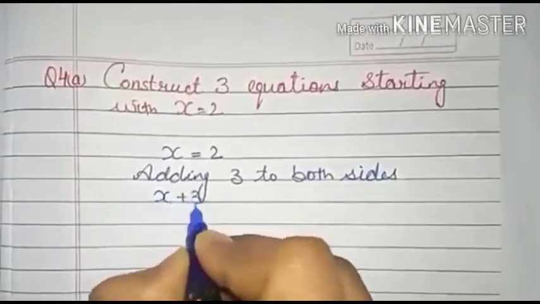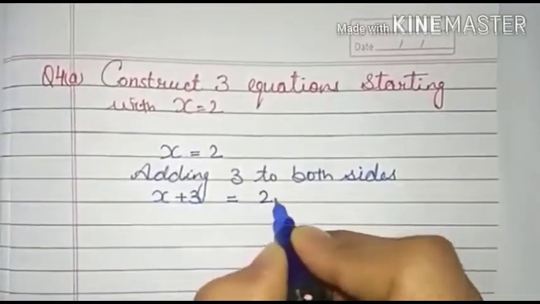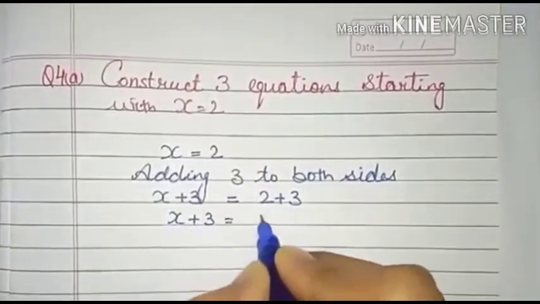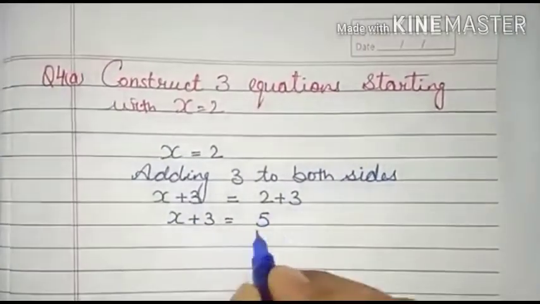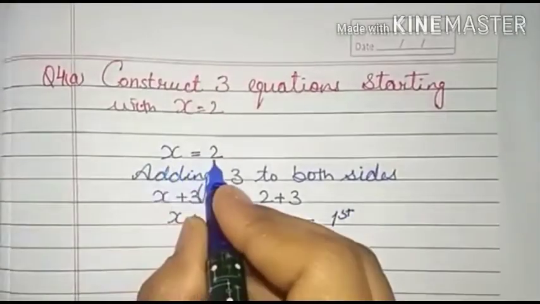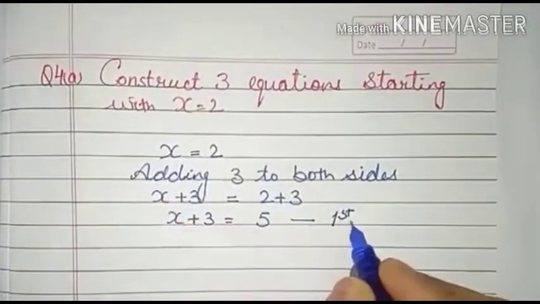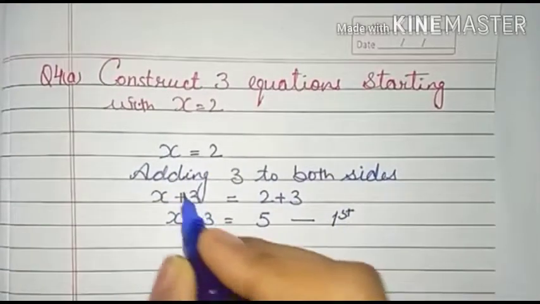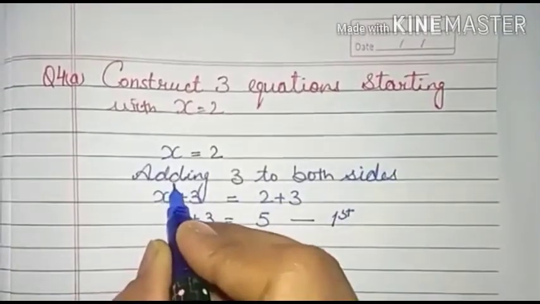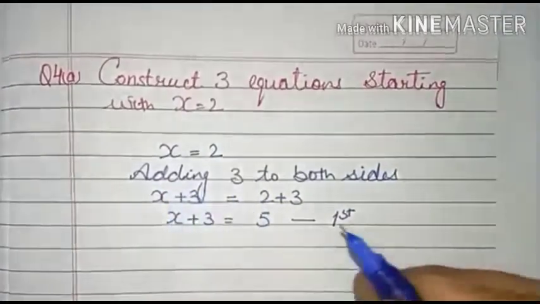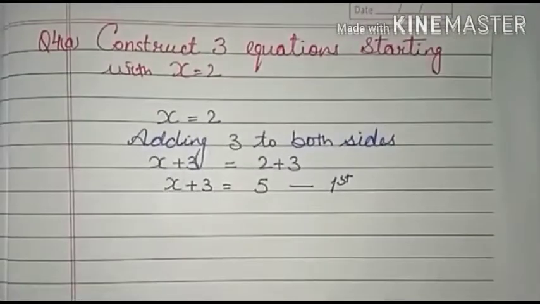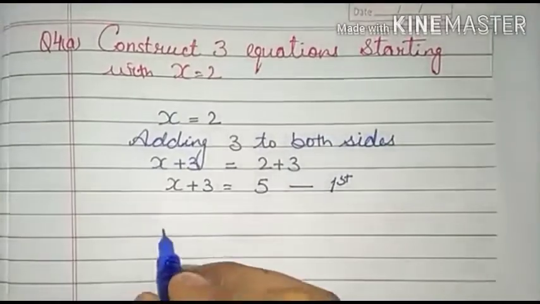So here on the left hand side it will come x plus 3 and this side 2 plus 3. x plus 3 is equal to 5. So this is an equation. So starting with x is equal to 2, we have got one equation, our first equation, by adding 3 to both sides. So here we can do adding, or we can do subtracting, we can multiply, or we can divide. So it's your choice, you can take any.